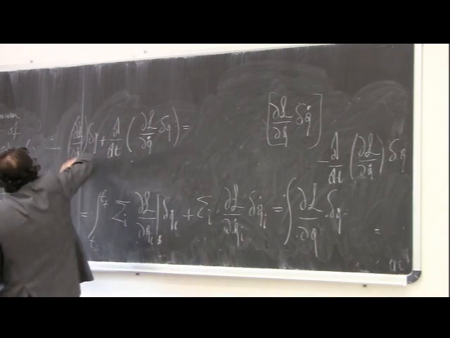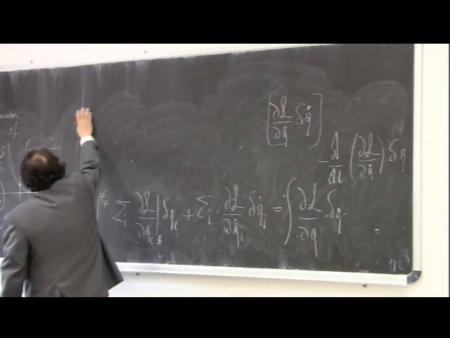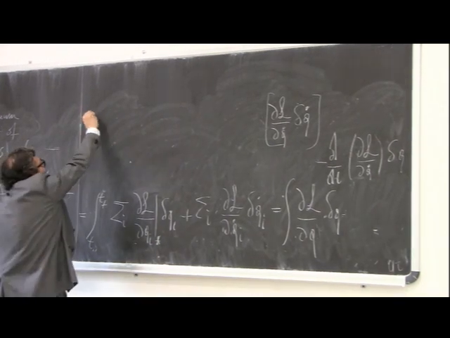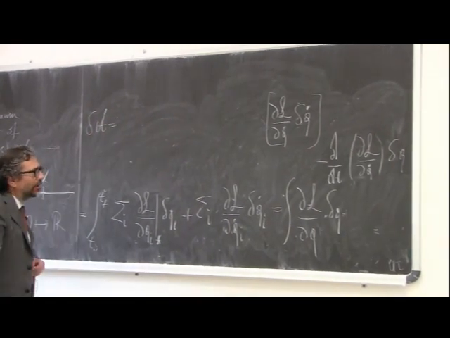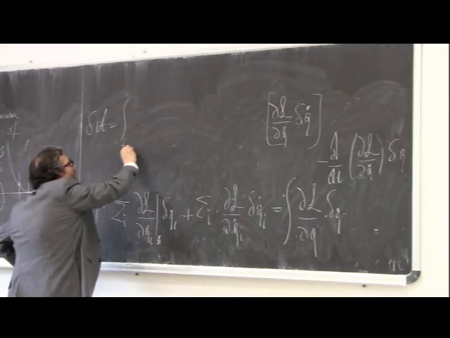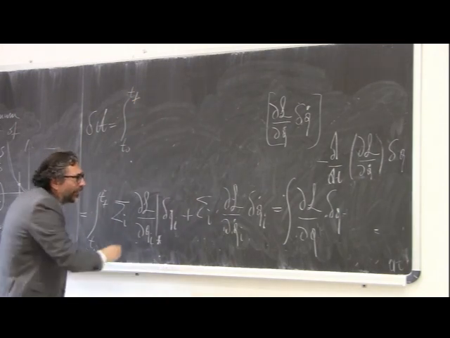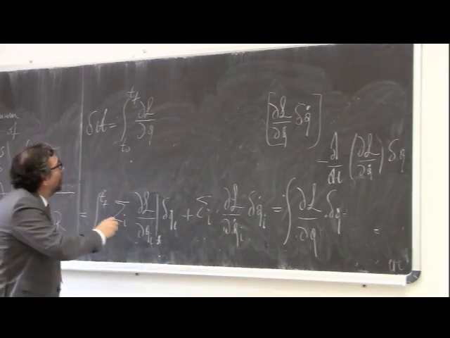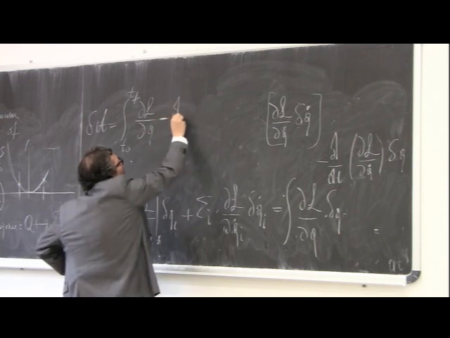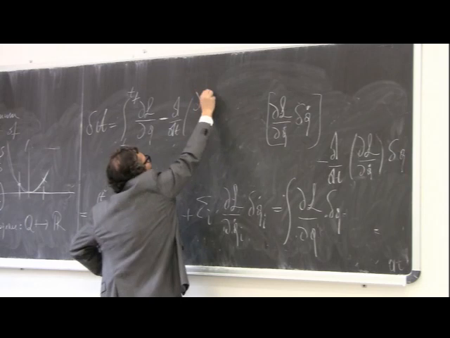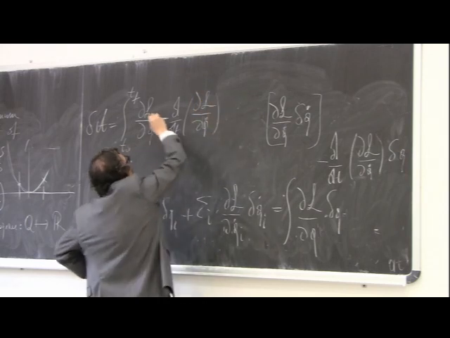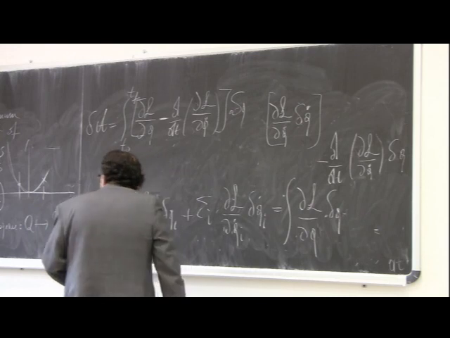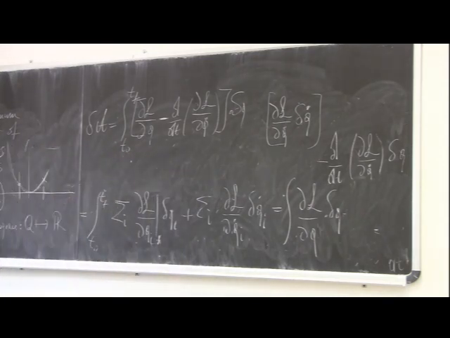So I resume what we have done. Please understand all this, because this is useful. You understand the mathematics. Delta action is equal to the integral between T0 and T final of dL over dq minus d over dt dL over dq dot, times delta q.